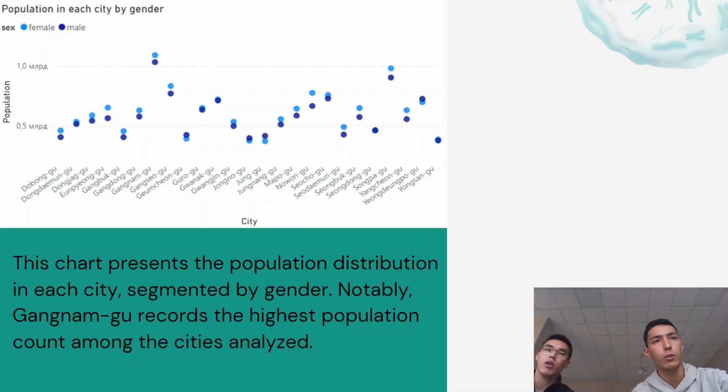So here you can see the scatter plot of population in each city. You can see that in Gangnam-gu there was the highest population in Korea. Also you can see that they plotted 2 kinds of points, which are for female and male. You can say that the closer the points, the more likely the population of males and females in the city is equal.